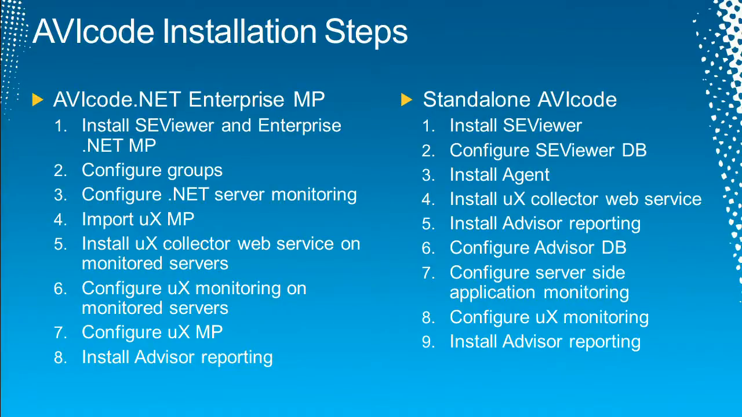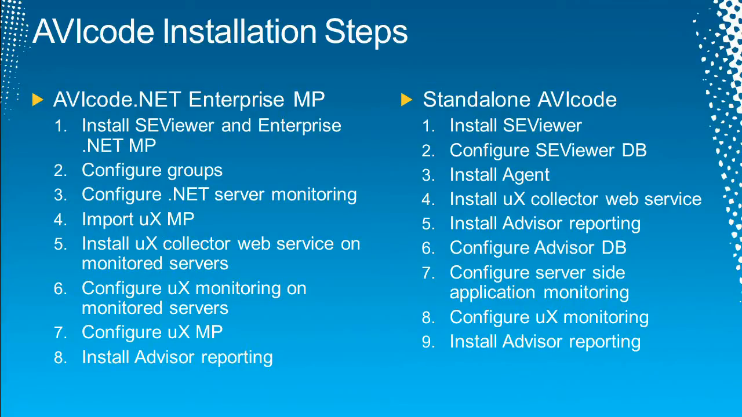All right. So it's a two-phase kind of process. Currently, we have it in Operations Manager, and initially we have a standalone version of AVIcode. How you actually go about installing that is down to you. You can install that onto one box, multiple boxes, as Sean's demonstrated. So we install the SE Viewer and the Enterprise .NET MP.